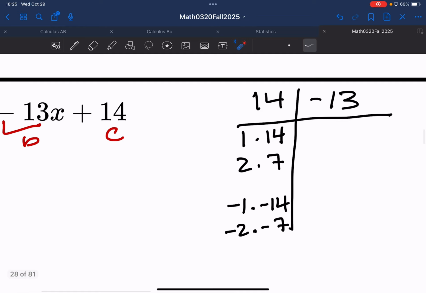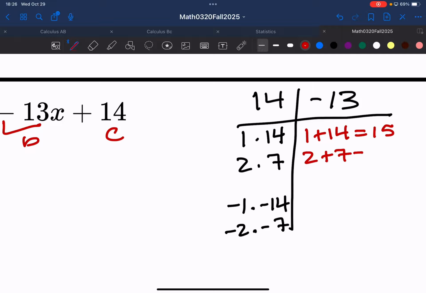So again, looking here, if we were to add each of these together, let's go ahead and just try that out and see what we get. 1 plus 14 is 15. 2 plus 7 is 9. Negative 1 plus negative 14 is negative 15. And then negative 2 plus negative 7 is negative 9. This is just to show you we tried all the different numbers that multiply to 14, tried all the different ways to add up. Did we ever get negative 13?